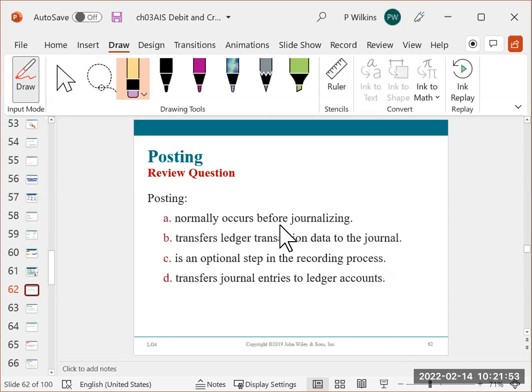So posting normally occurs before journalizing. Transfers ledger transaction data to the journal, is an optional step in the recording process, or transfers journal entries to the ledger accounts. And it is D, transfers journal entries to the ledger accounts. That's what posting is about.